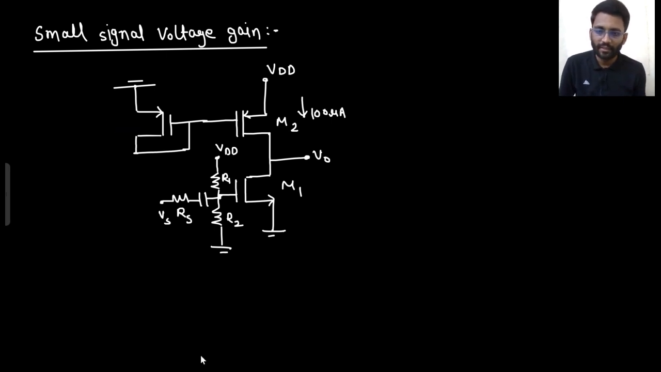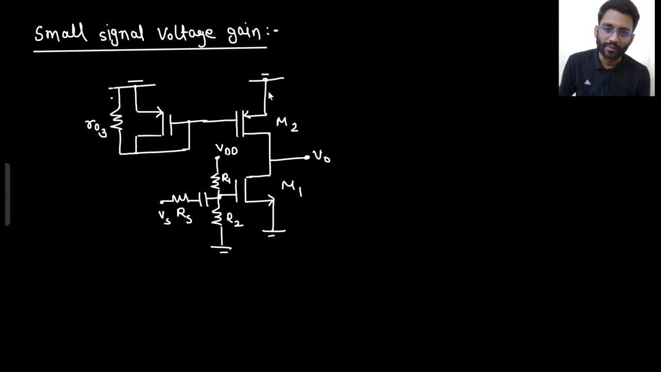This is M3. From source to drain, you have an R0 resistance. This is M3, so it will have an R03 resistance. Say yes or no, R03 resistance, right? Forget about this 100 microampere. This VDD will also be shorted. This is having an R02 resistance.